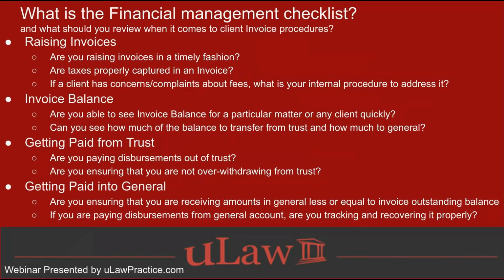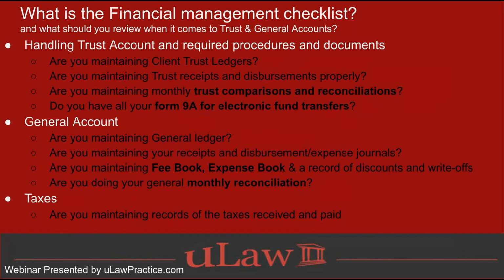And in regards to a financial management checklist, continuation of what you should be doing when it comes to trust and general accounts. As I already mentioned, sometimes we see auditors asking for Form 9As or trust ledgers, journals, fee books, expense book.